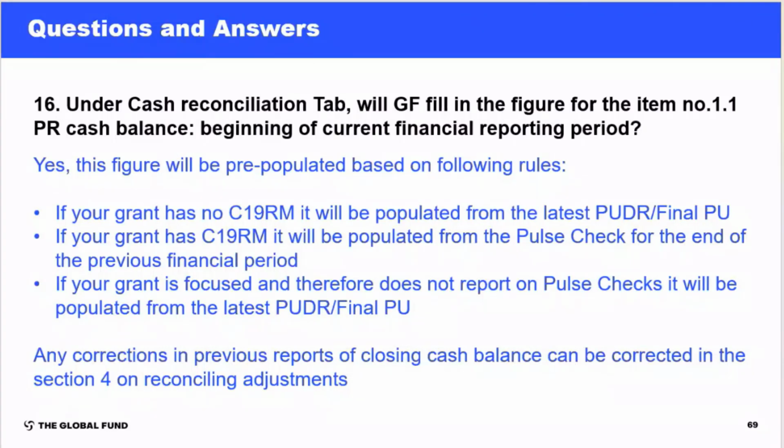So if your grant has no C19RM, it will be populated from the PUDR or a final PU. If your grant has C19RM, it will be populated from the post-check of the previous financial period. And if your grant is a focused portfolio, and therefore they did not have a pulse check, it will be pre-populated from the latest PUDR or final PU. In any case, if there is any correction that needs to be done, and this is another good example of the use of section 4.1, this is where those should be entered.